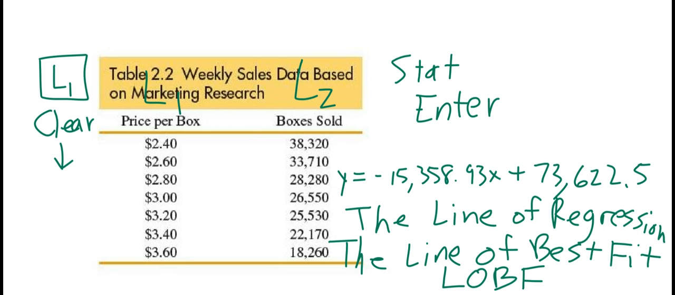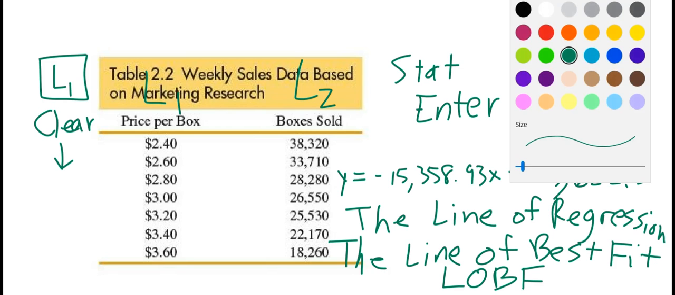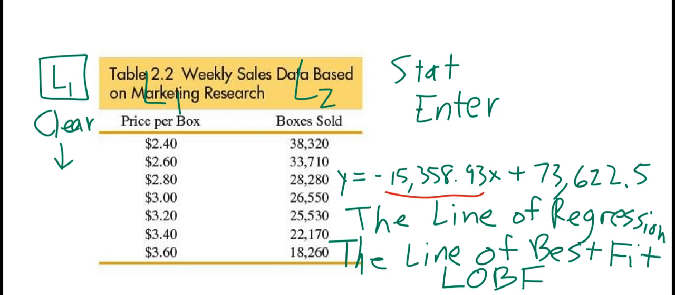What's the slope? What does this slope mean? I need you to interpret the slope.